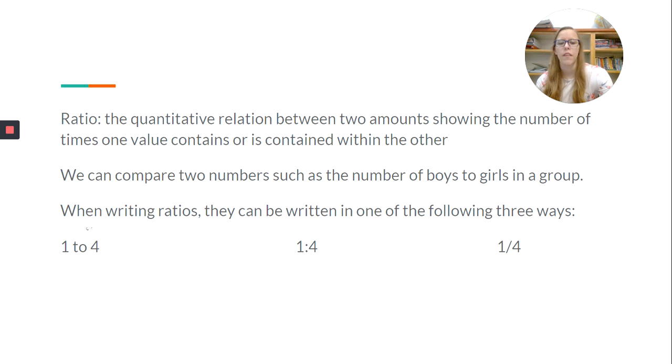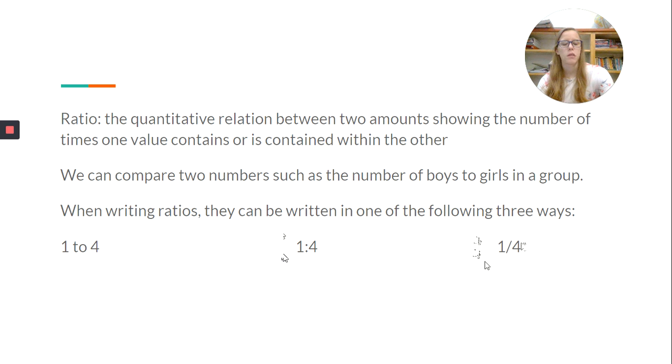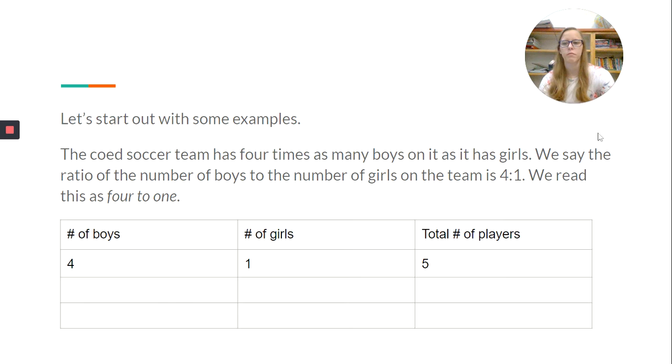Okay? And then when writing ratios, you can write them in 3 different ways. You can write them with the word "to" in the middle, you can write them with the colon, or you can write them as a fraction, but they all read 1 to 4. Okay, let's look at another example.